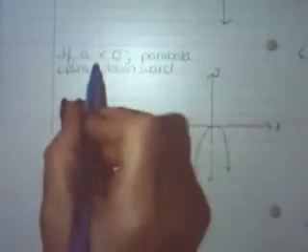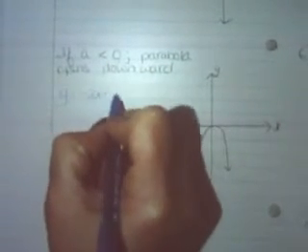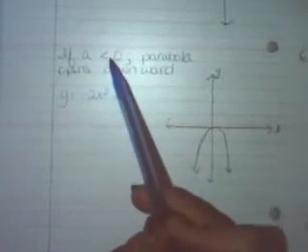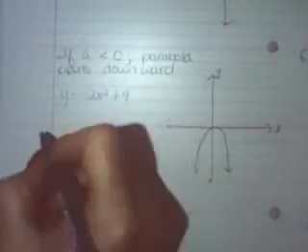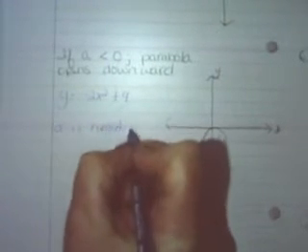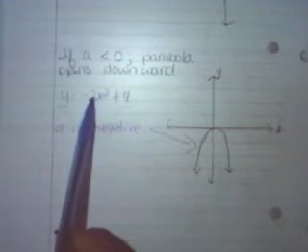And if a is less than 0, the parabola opens downwards. Any number less than 0 is negative. So if a is negative, your parabola is going to open downwards. So you see, if I were to graph this, I can see that a is negative 2, so I know it's going to open downwards.